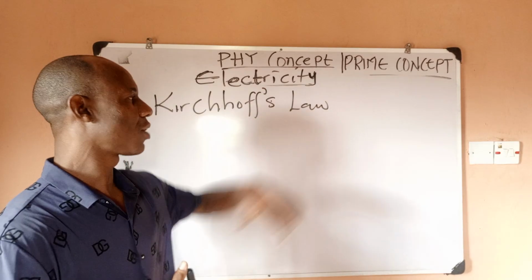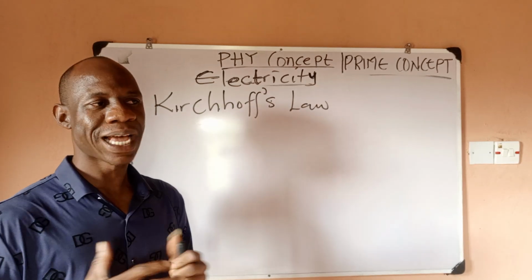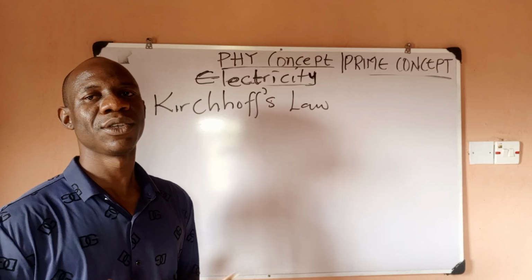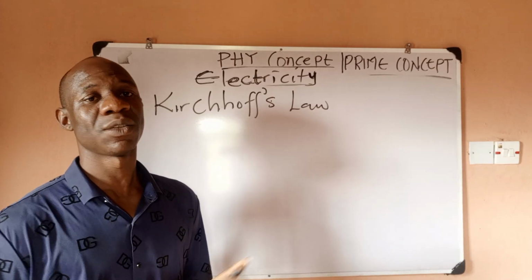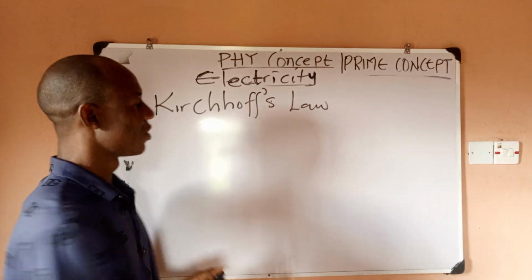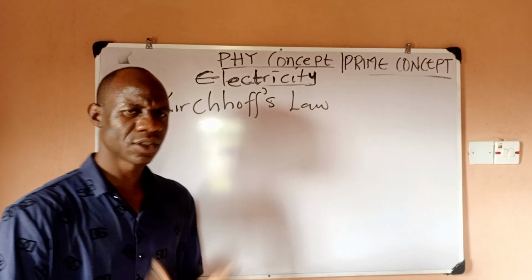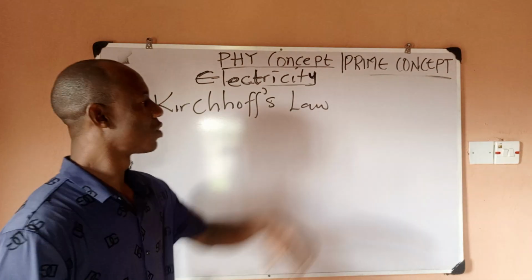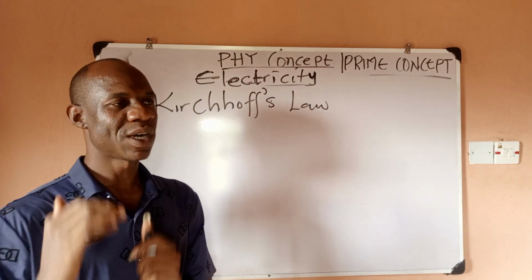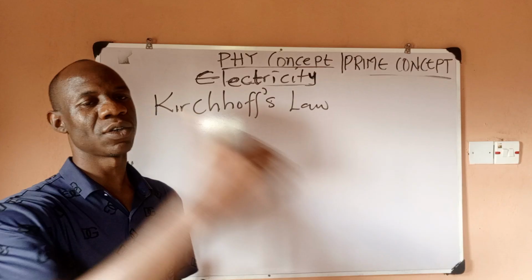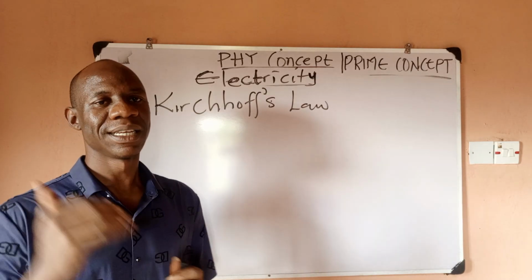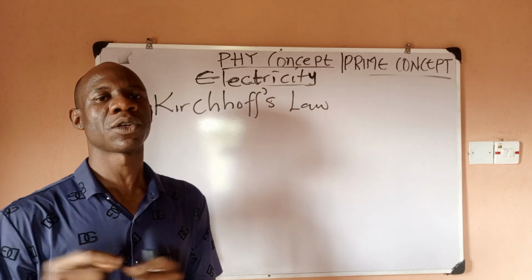Kirchhoff's law is a law that we apply when we want to analyze complex circuits. Circuits where, let's say, you have more than one voltage source. You can no longer directly apply Ohm's law to it. So you would need to use Kirchhoff's law and so many other circuit theorems. Kirchhoff's law is divided into two parts. One of them is known as Kirchhoff current law or Kirchhoff junction rule. Then the other one is known as Kirchhoff voltage law or Kirchhoff loop rule.